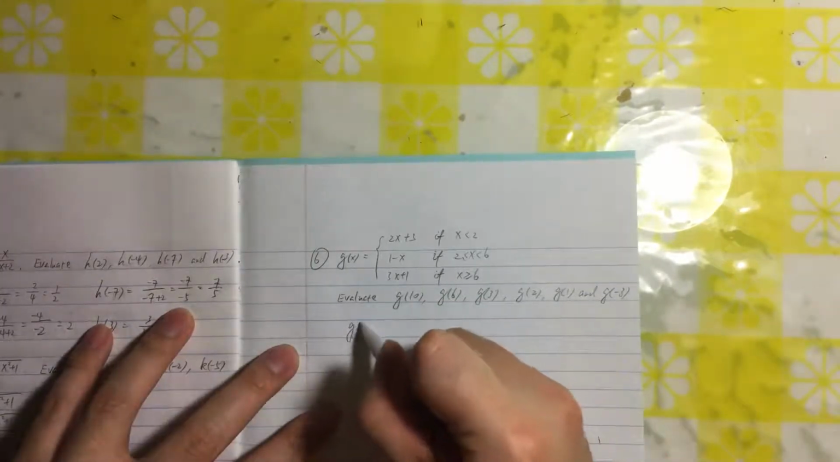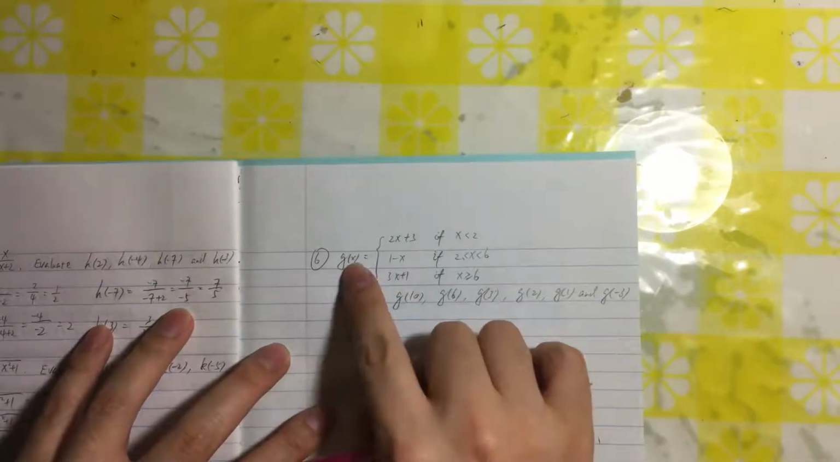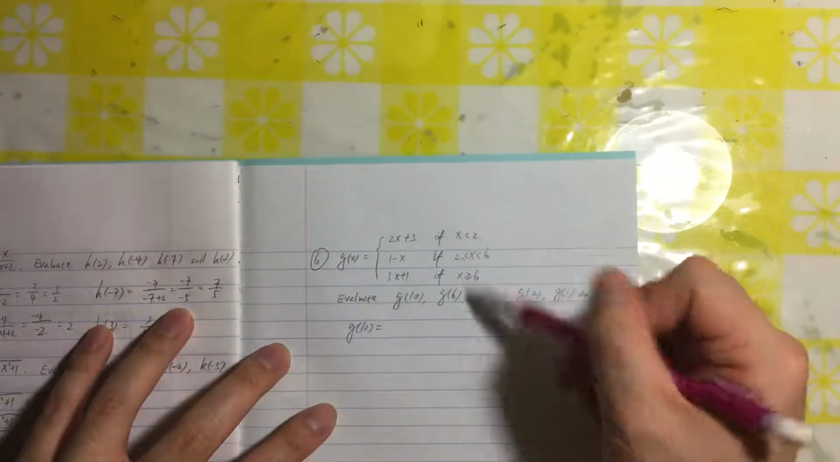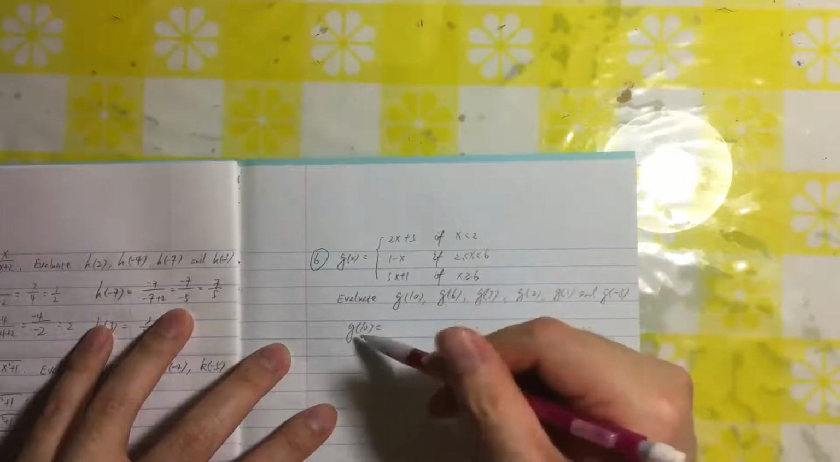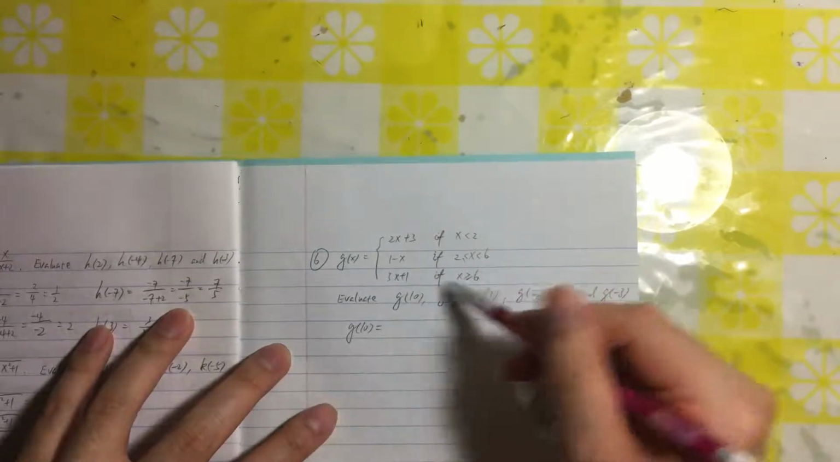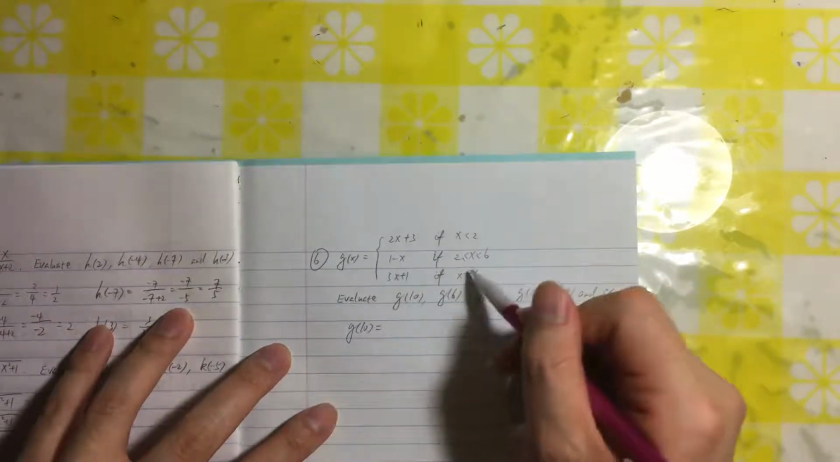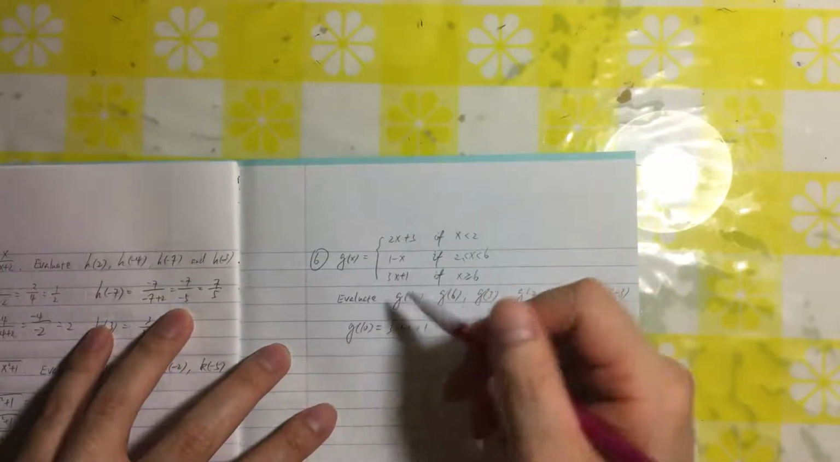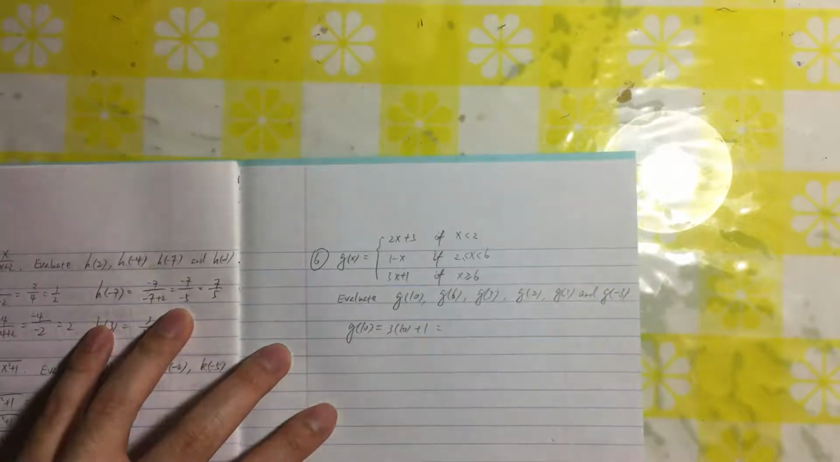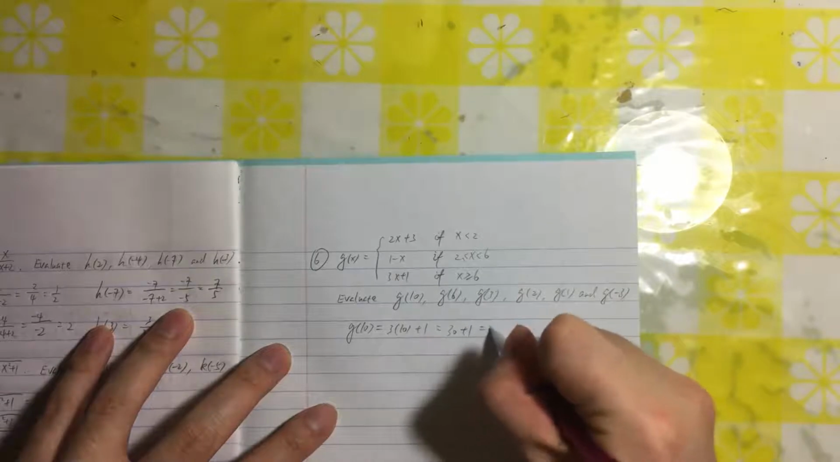How to evaluate g of 10? For g of 10, the number 10 represents x. Which condition does 10 satisfy? Here, 10 is greater than 6, so it satisfies the third condition. We apply the third piece of the function. Plugging 10 into the third piece, I get 3 times 10 plus 1. 3 times 10 is 30. 30 plus 1 is 31.